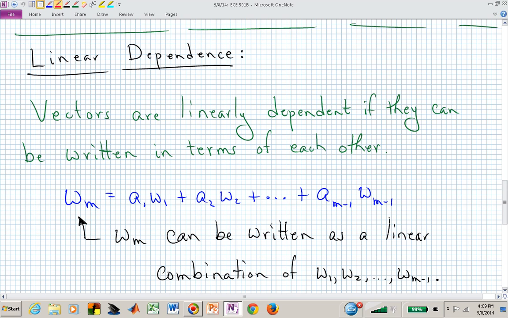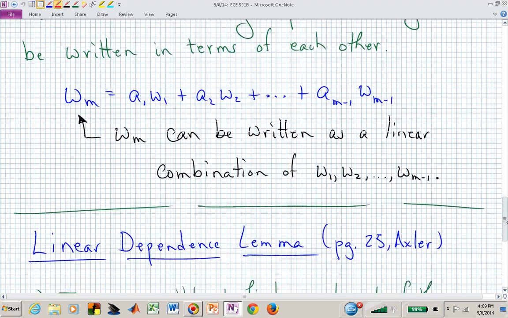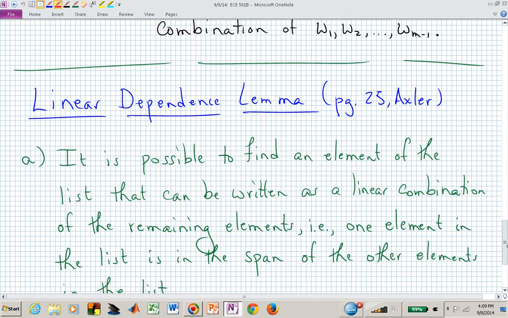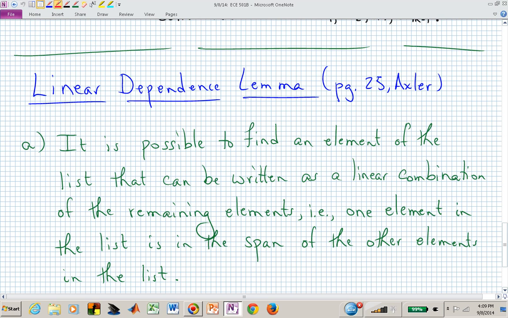Those are then this concept of linear independence and linear dependence, and that leads us into this linear dependence lemma that we sort of finished up with last time. It's a little bit wordy, but it says it is possible to find an element of the list that can be written as a linear combination of the remaining elements. That's really what we just said above in the linear dependence. That is, one element in the list is in the span of the other elements in the list.